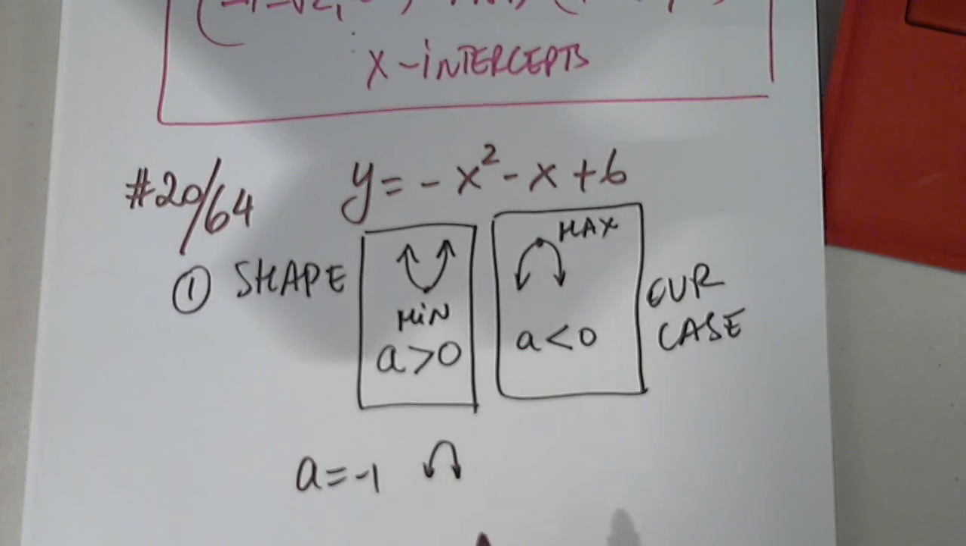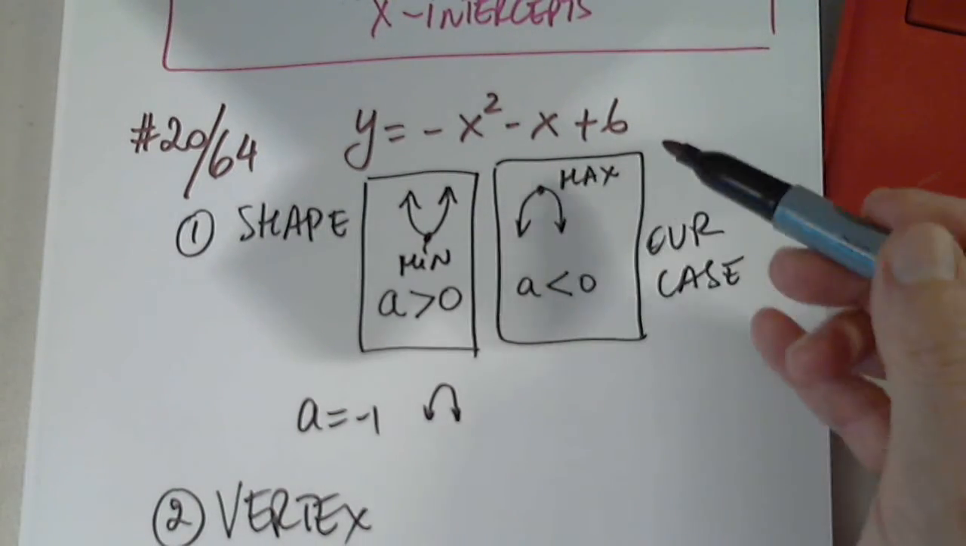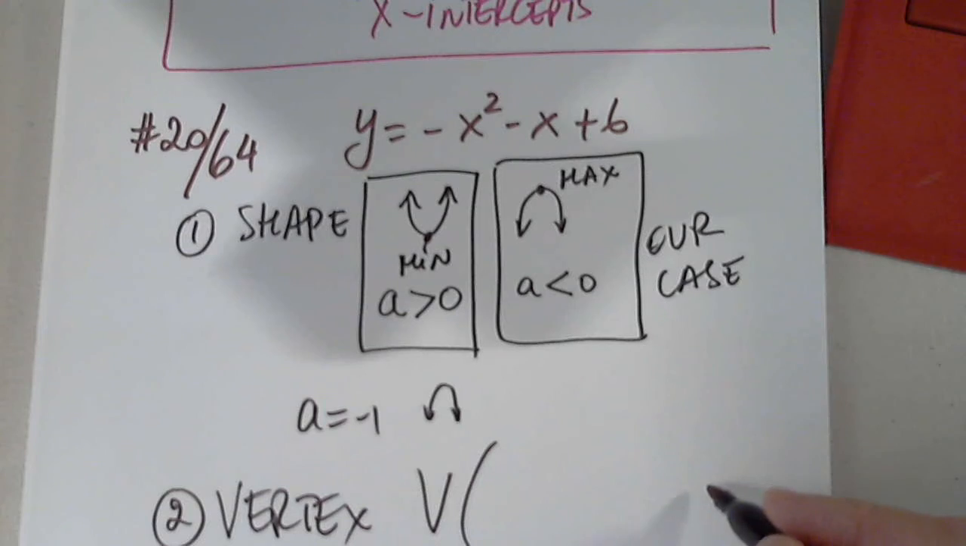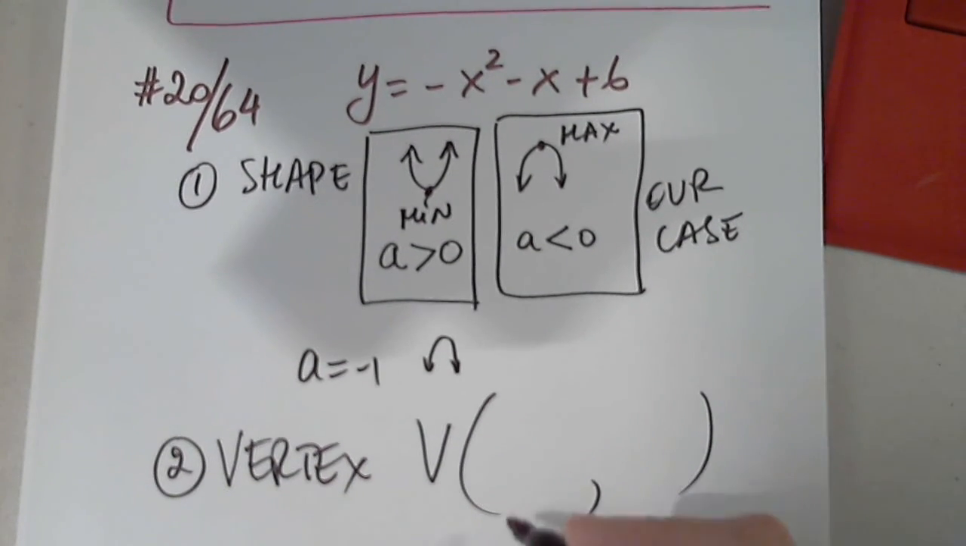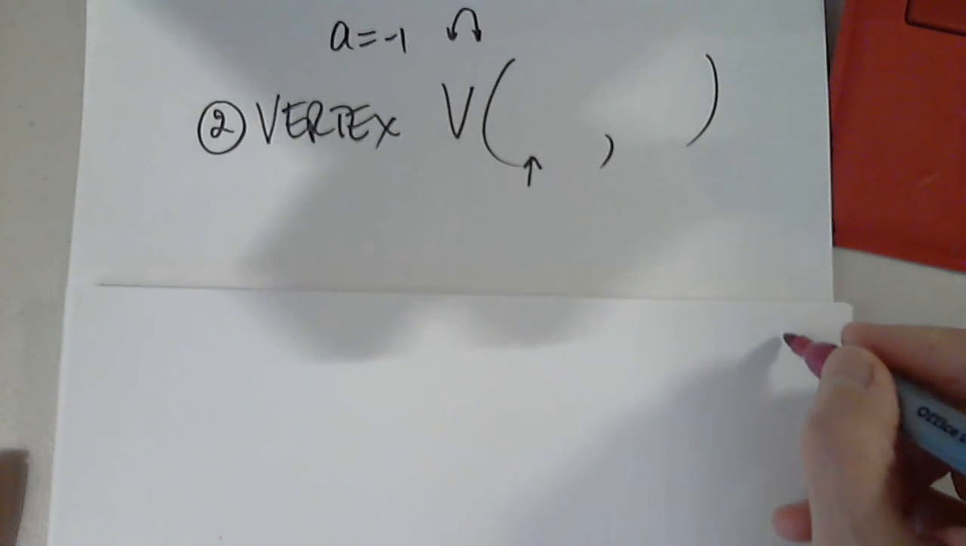In step number 2, I have to find the vertex. The vertex can be a minimum or a maximum. In our case, it's a maximum. The vertex, like any point, has 2 coordinates: the x of the vertex and the y of the vertex. Does anyone remember how to determine the x coordinate of the vertex? Anyone? The x coordinate of the vertex. Okay, I'm going to come back to it in a second. I just want to refresh your memory.